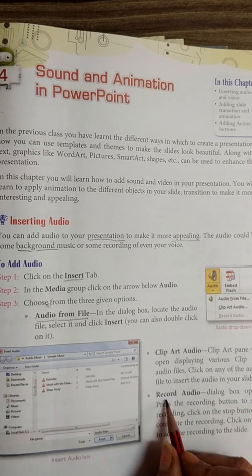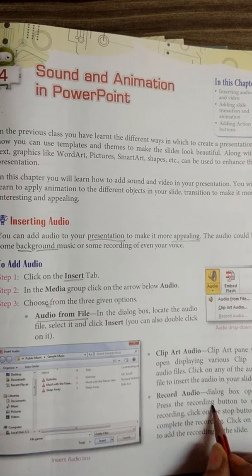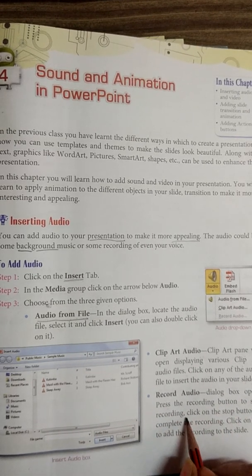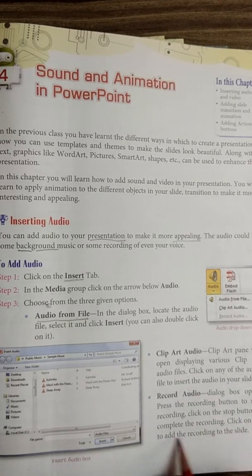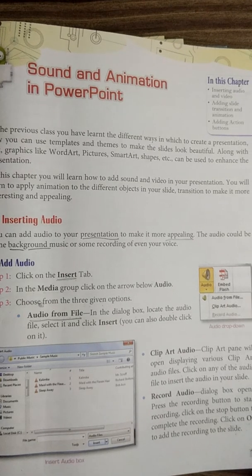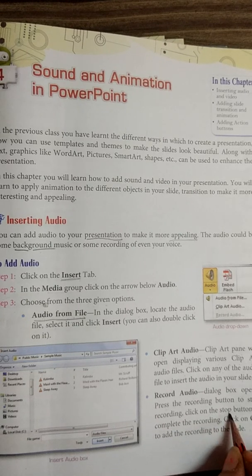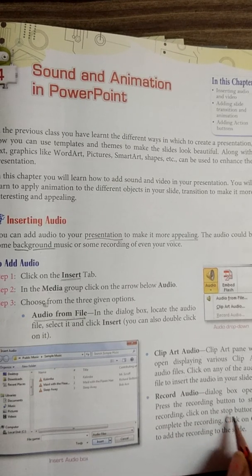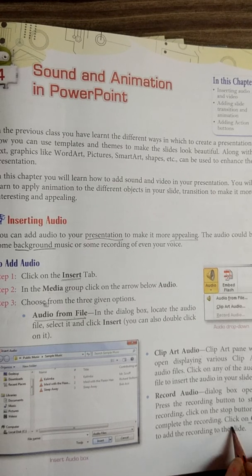The last option is record audio. A dialog box opens. Press the recording button to start recording. Click on the stop button to complete the recording. Click on OK to add the recording to the slide. Here you can record your own voice. Okay, you can record your own voice, and then you can click on the stop button when the recording is complete. When you click on the OK button, that particular recording will be inserted to the slide.